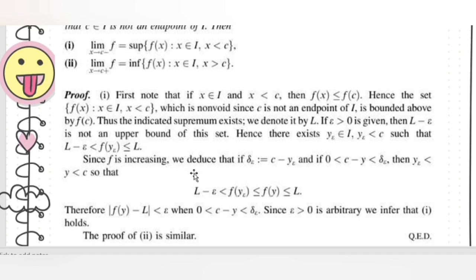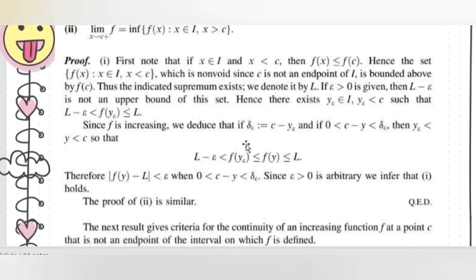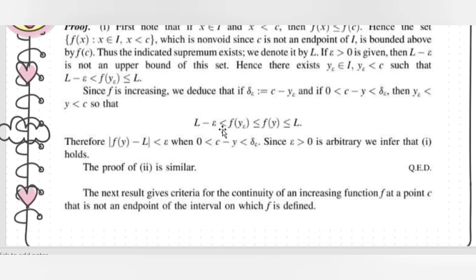Since f is increasing, we deduce that, with δ_ε defined as c − y_ε, if y satisfies 0 < c − y < δ_ε, then y_ε < y < c, so that L − ε < f(y_ε) ≤ f(y) ≤ L.